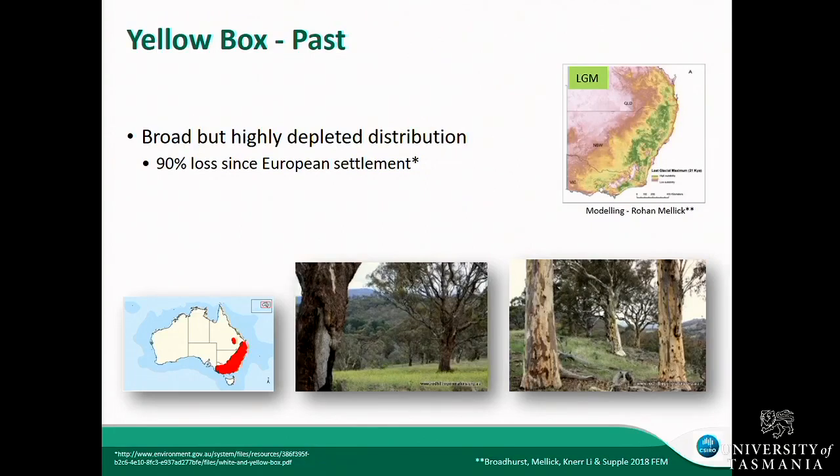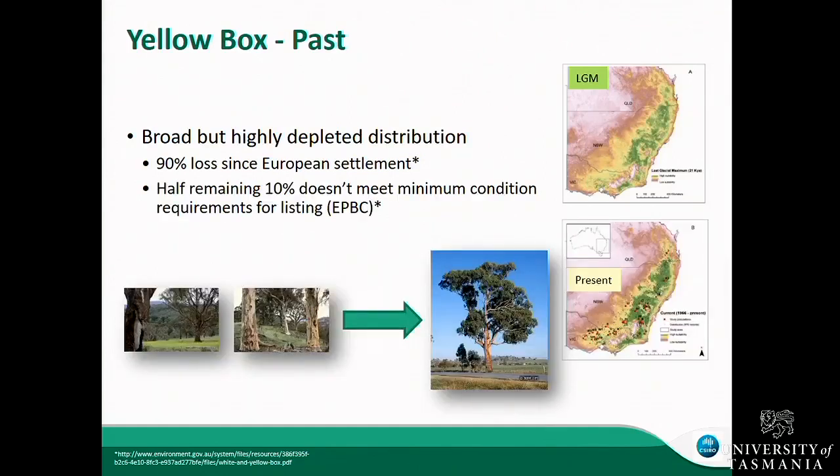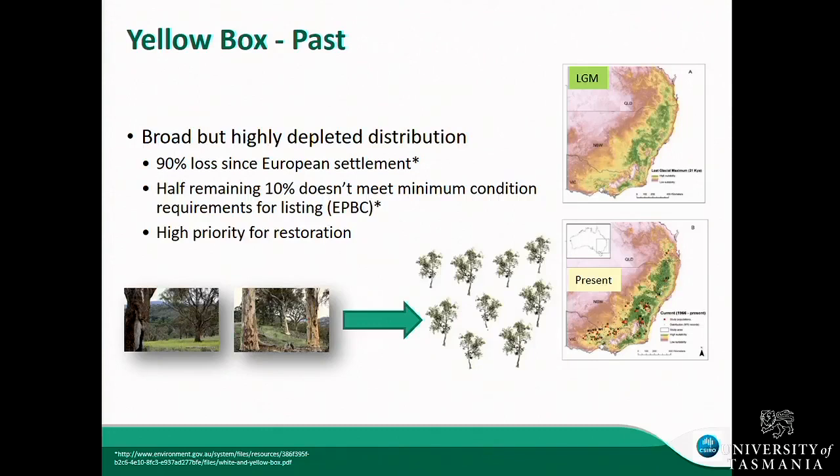So I just want you to remember this as you're going through. This is what these woodlands used to look like. They were extensive up and down the east of Australia. And that's kind of what we're trying to think of when we're talking about the past of this species. So we know that 90% of the grassy box woodlands have been lost since European settlement. We know that half of the remaining 10%, so that's 5%, don't actually meet the minimum conditions for protection, so they're at high risk of further loss under the EPBC Act. And so there's obviously a really high priority for restoration of this species, and that's where I come in.